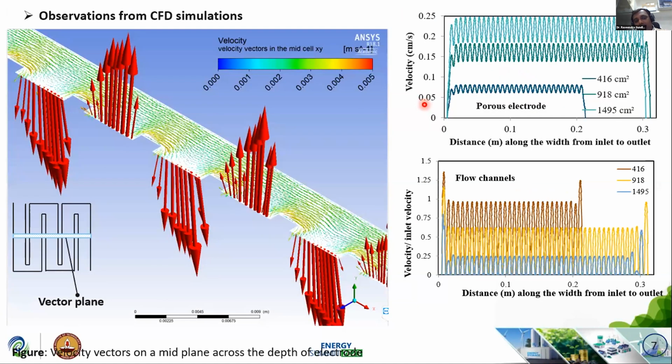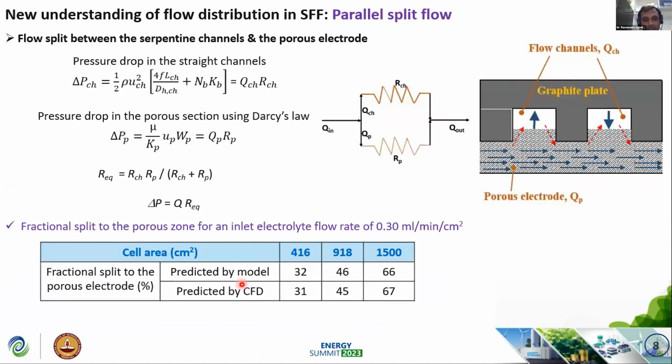When we understand this kind of flow distribution using CFD, you see here, when we compare 3 cell areas at a specific equalized flow rate, the percentage of the fractional distribution of electrolyte to the electrodes is very different across the different cells. On a 400 centimeters square, only 30% of the electrolyte goes through the electrodes, and the remainder goes through the flow fields without entering, or there may be internal mixing happening between the flow fields and electrode. So only 30% is convecting through the electrode, whereas in 1500, 66% is convecting through the electrode at the same flow rate.